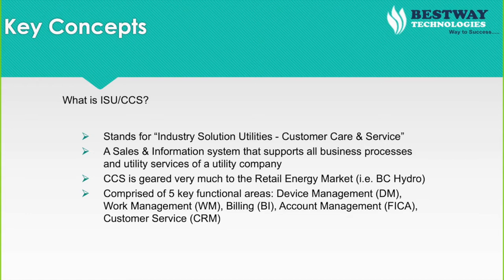Like the base unit of measure: for electricity we go with kWh, for water we go with gallons or liters. That's the only difference. But when it comes to business scenarios and business processes, almost everything is the same across these industries. Those business functions are broadly classified into five different modules in utilities: first, customer service; second, device management; third, work management; fourth, billing and invoicing; fifth, finance, FICA, which is financial accounting, contract accounts receivable and payable. These are the 5 basic modules.